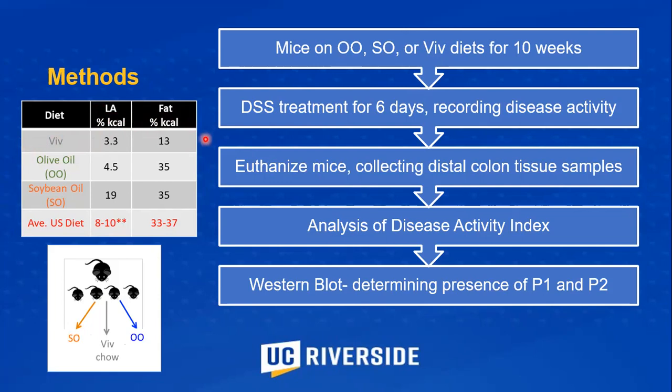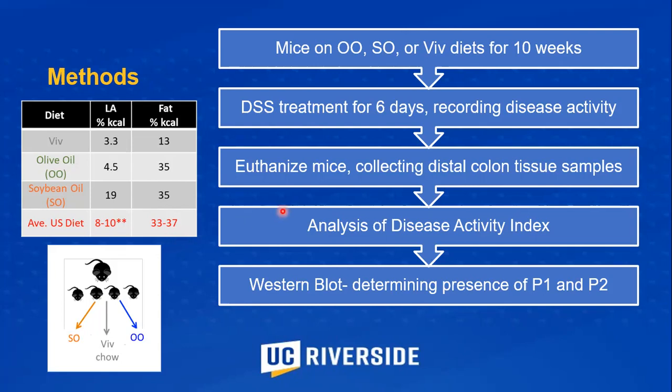As we can see, vivarium is the control diet. It doesn't have much fat in it, only 13%, whereas olive oil and soybean oil have comparable amounts of fat, but they do vary in their percent of calories from linoleic acid. This is an important table to note the different buildup of each. And over here, we can see the average US diet shows about 8 to 10% of kilocalories from linoleic acid and 33 to 37% of kilocalories from fat. So the diets that we were able to obtain are very similar to what the average American eats.